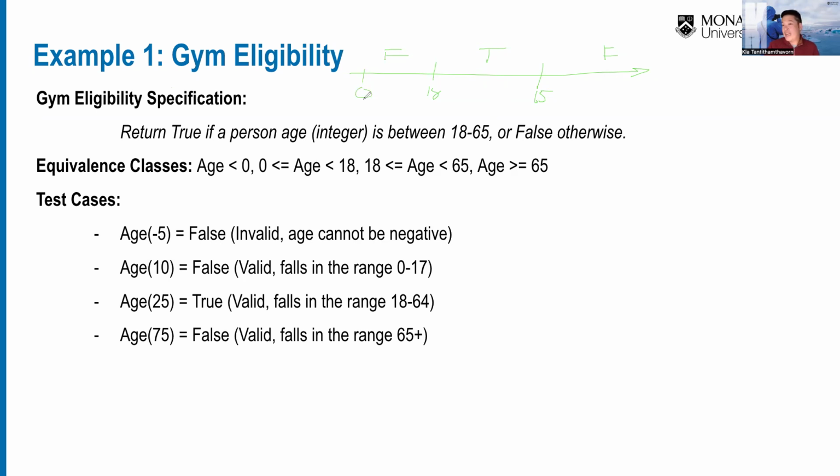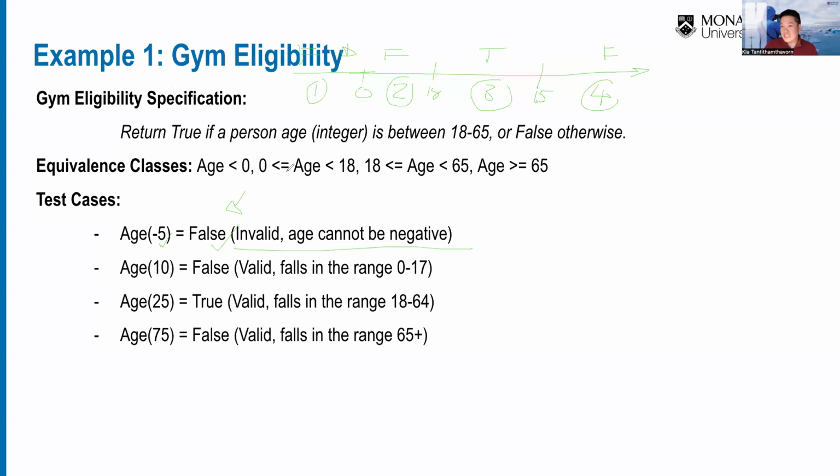That means how many classes are we going to have here? Four. The first one, 2, 3 partitions, and the 4th partition. And then for each partition, you select representative values that fall into the range. First, anything that is less than 0, so I just say -5, which should return false. Then I describe the test scenario: I came up with this test case because the age cannot be negative.